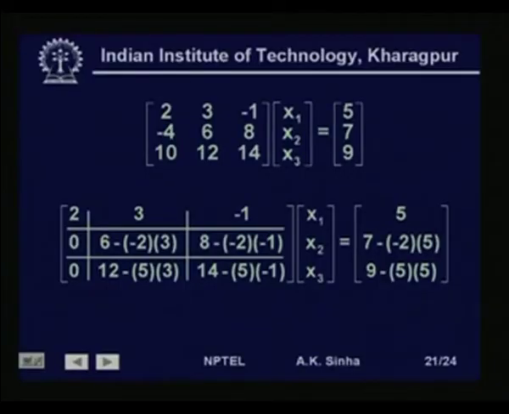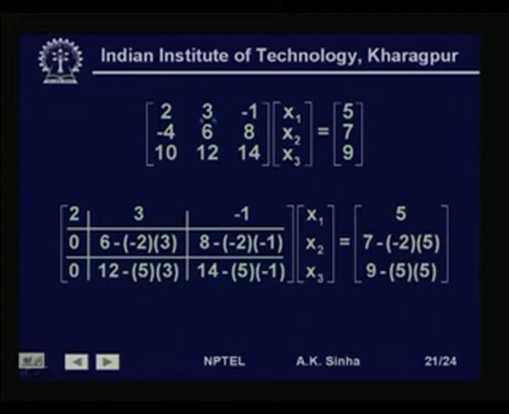So, let us take a small example. Here we have a 3 by 3 matrix, our A matrix. The first row has 2, 3, minus 1, that is, the equation is 2x1 plus 3x2 minus x3 is equal to 5. The second equation is minus 4x1 plus 6x2 plus 8x3 is equal to 7. The third equation is 10x1 plus 12x2 plus 14x3 is equal to 9. So, in matrix form we write this.